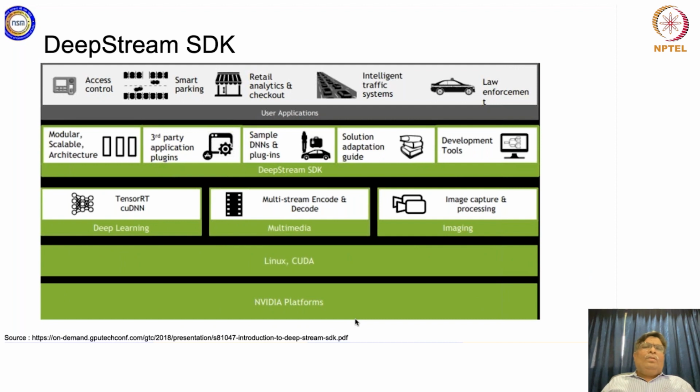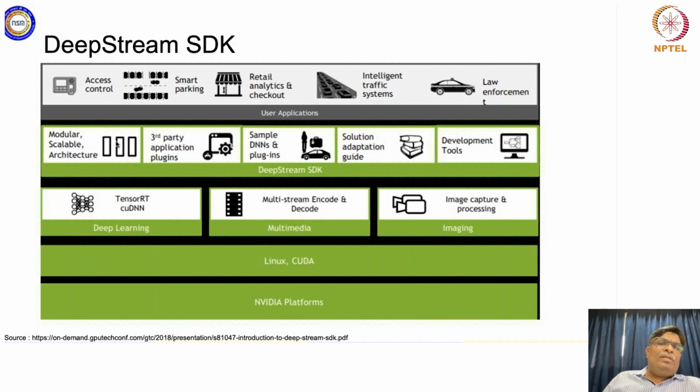Okay, so for example, some of the applications wherein DeepStream SDK would be used or is being used, okay, are access control and smart parking. We showed you an example of smart parking the other day. Today also we'll show you something on smart parking. Okay, and then these are used for retail analytics and checkout. You can use it for intelligent traffic systems. You can use it for law enforcement.